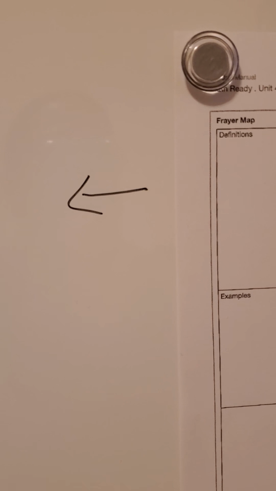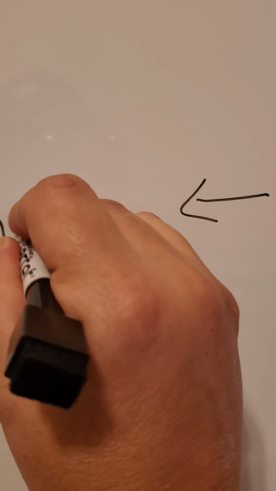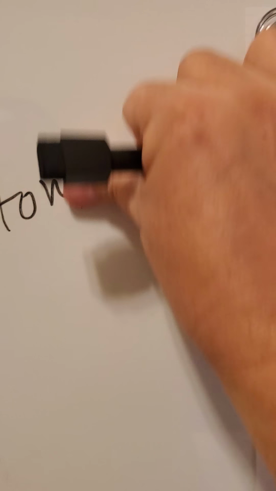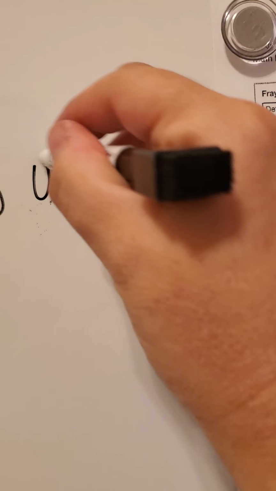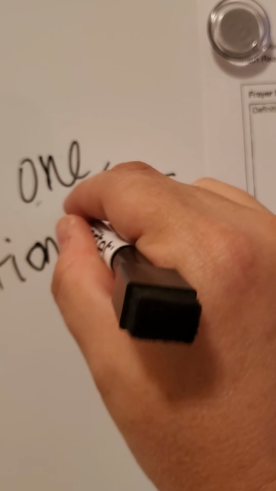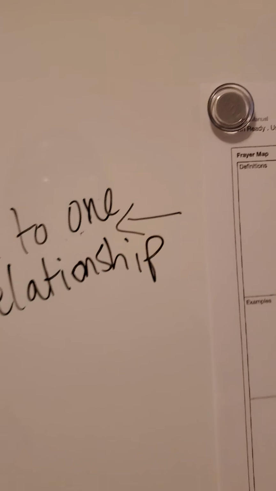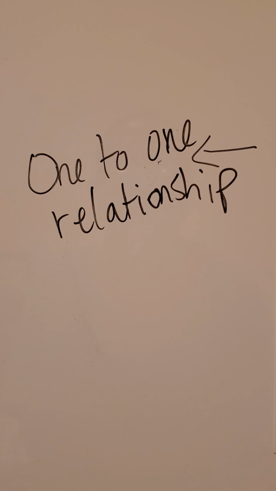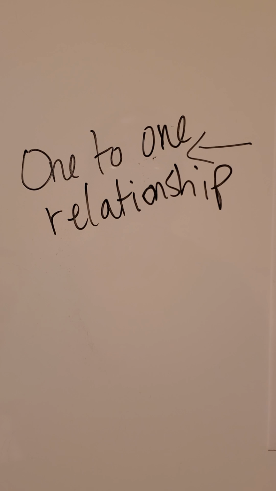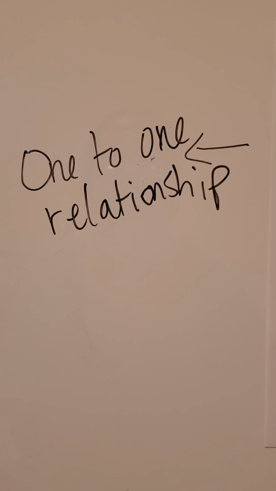But as far as a definition, a function has a one-to-one relationship. In other words, I only have one x value associated with a y value. So one input, one output, okay?